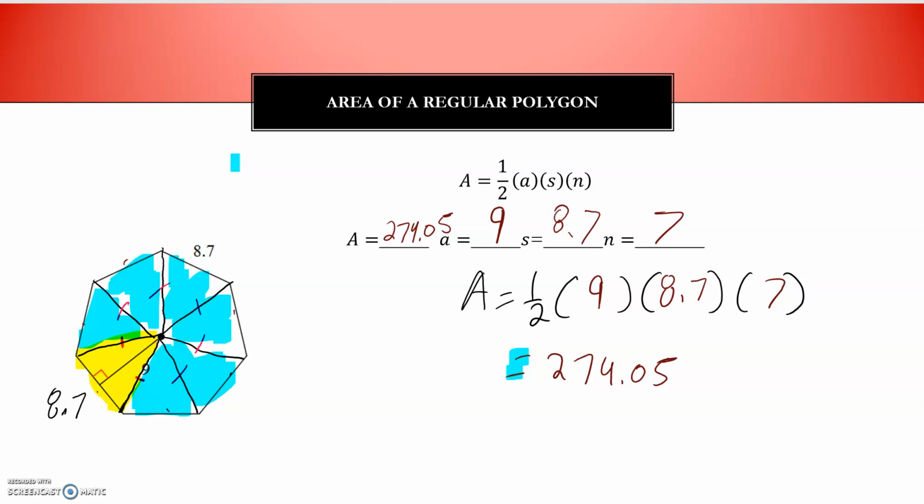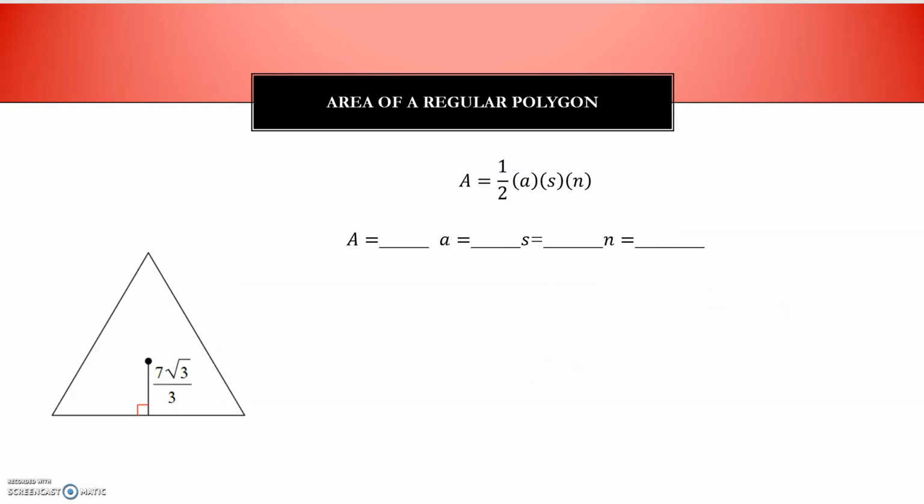And again, if they had told us inches, yards, miles, feet, we would have that squared. Right? I'm going to go through a couple more examples of different things you might see with area of a regular polygon. So in the next one, what happens if I only give you the apothem? The apothem here is 7√3/3. And don't worry, we'll make that into a decimal when we get to it.